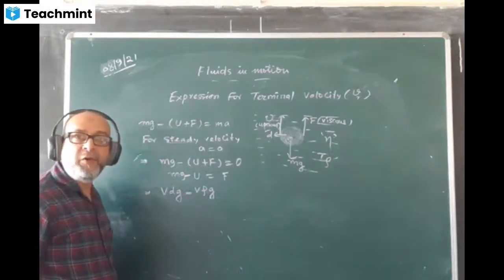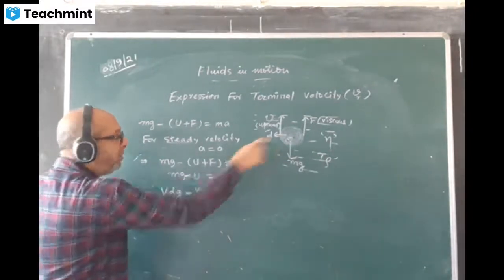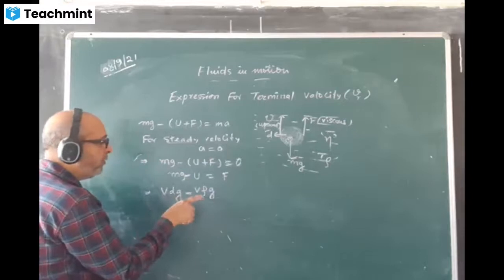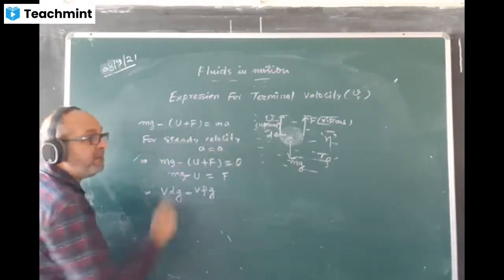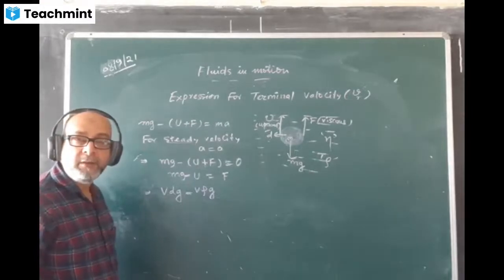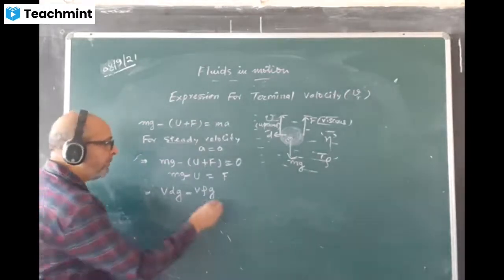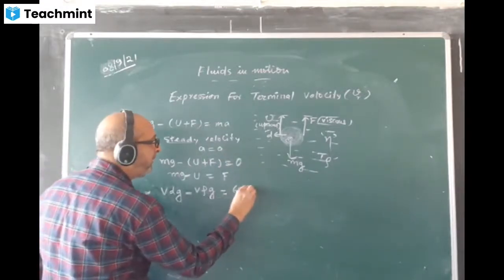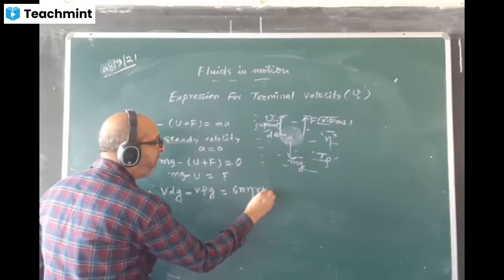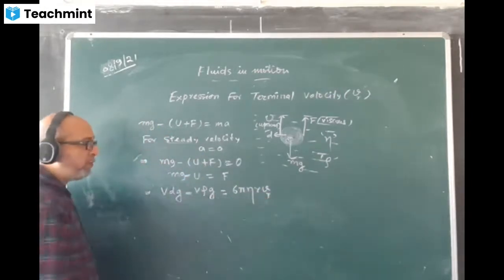Upthrust is given by a fluid, not by a solid. This d stands for the density of the solid object which is falling down, and rho is the density of the medium in which it is falling. Just now I took the case of falling down. And what is the formula of viscous force? Just now we found the formula of viscous force, 6 pi eta r v, but this v will be terminal velocity, steady velocity, because acceleration is 0.